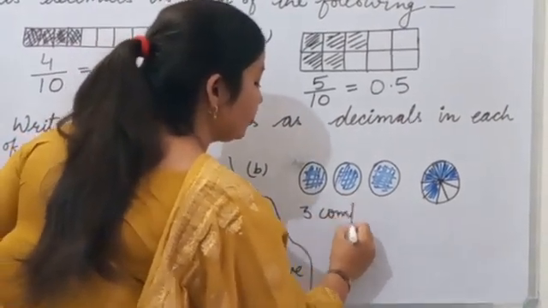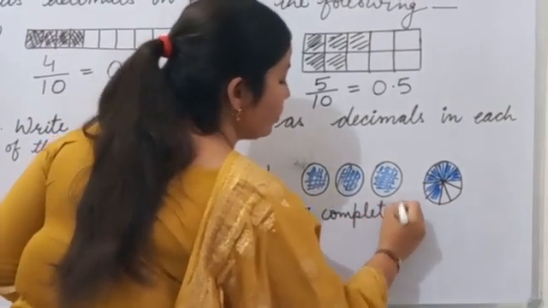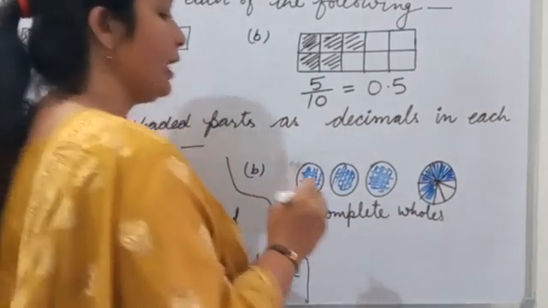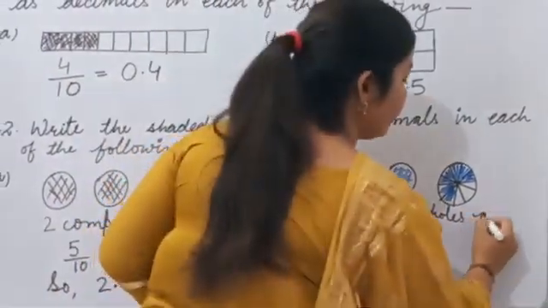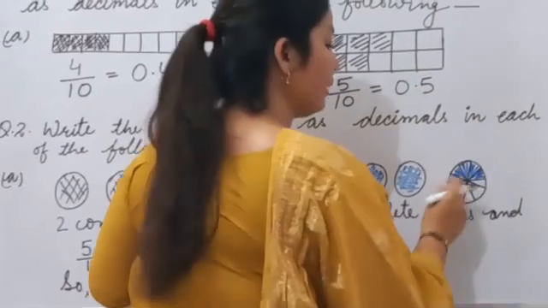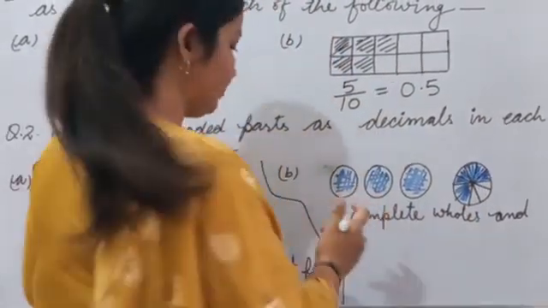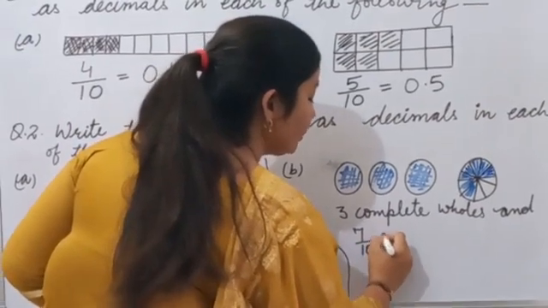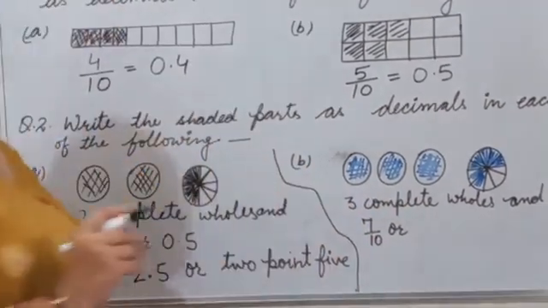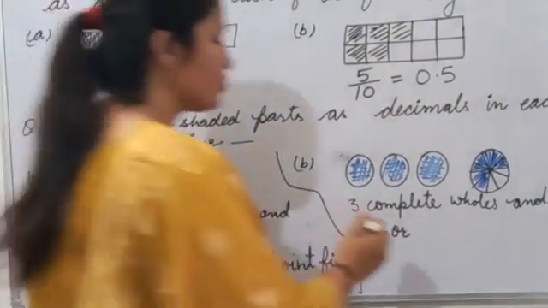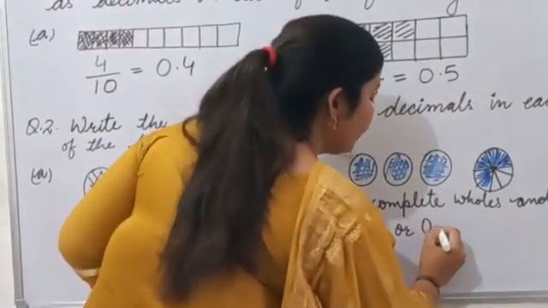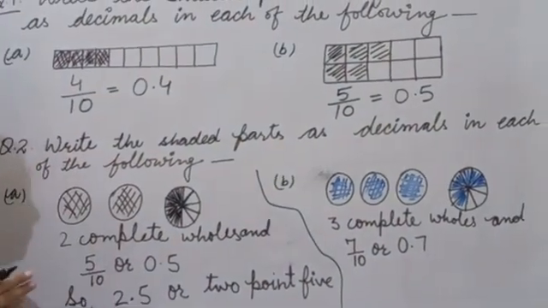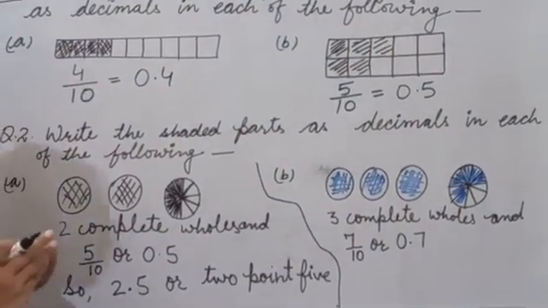complete wholes. Okay. And then what do we have? 7 upon 10. So 7 upon 10 is written as what? In decimal form. So we write here 0.7. Okay. Now 3 complete and we have 0.7.